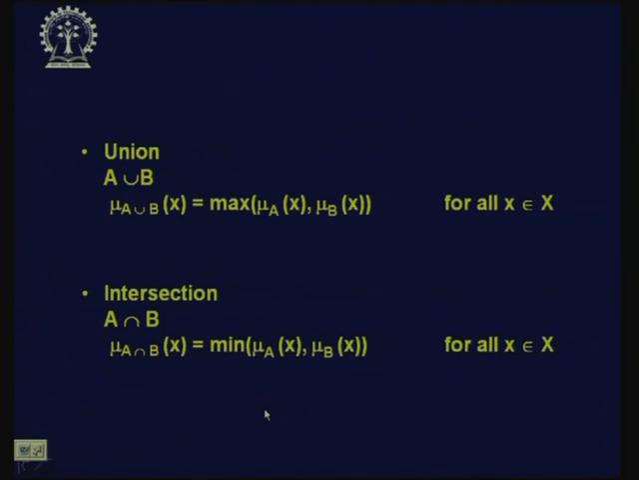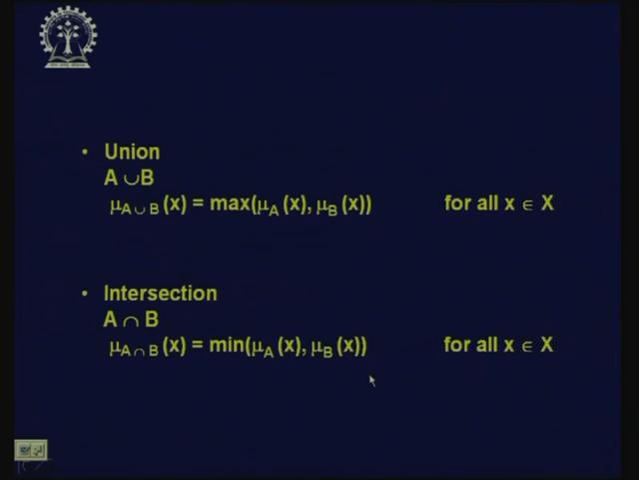Here are two important operators, union and intersection. The union of two fuzzy sets A and B is defined as a new fuzzy set, where the membership value for all the elements will be the max of their membership values in the individual sets. And similarly, in intersection, the membership value in the intersection set will be the minimum of their membership in the individual sets.